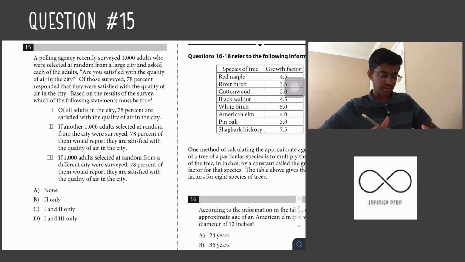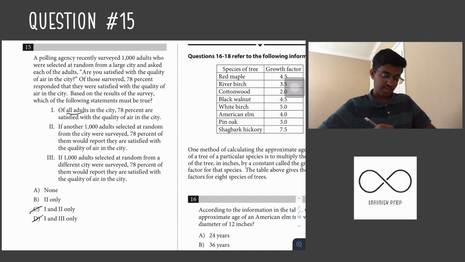So let's take a look at statement number 1. It says of all the adults in the city, 78% are satisfied with the quality of air in the city. This is not necessarily true, because just because 1,000 adults were randomly sampled and of those 78% responded that they were satisfied, does not mean all the adults in the city are satisfied. The percentage may be close, but it won't be exactly the same. So 1 cannot be right, so that crosses off C and D from the answer choices.